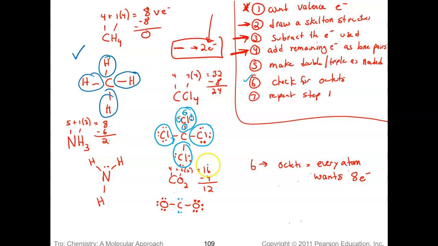Why would this be incorrect? Remember, this is the number at the beginning and the end. You start here, you end here. Count your number of valence electrons. In the beginning, we have 16. In the end, we better only have 16. If I count my valence electrons here, I've got 2, 4, 6, 8, 10, 12, 14, 16, 18, 20. No, I can't have 20. I can only have 16.